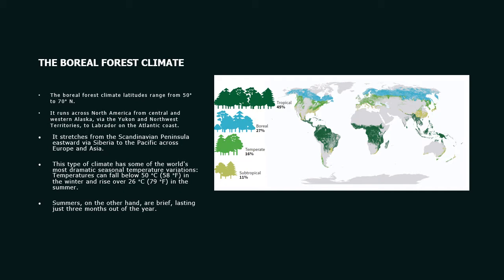This type of climate is one of the most dramatic seasonal temperature variation climates. Temperatures fall below 50 degrees Celsius in the winter and rise over 26 degrees Celsius in the summer. Summers, on the other hand, are brief, lasting just 3 months out of the year.